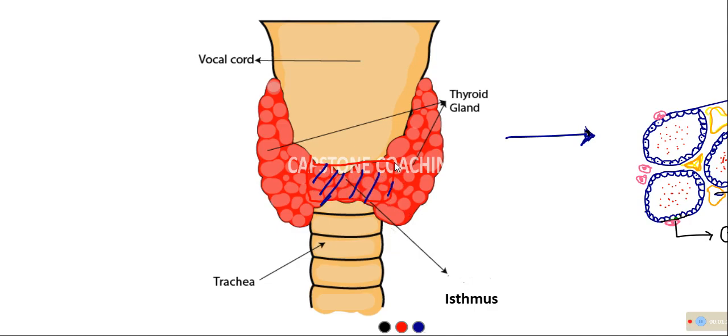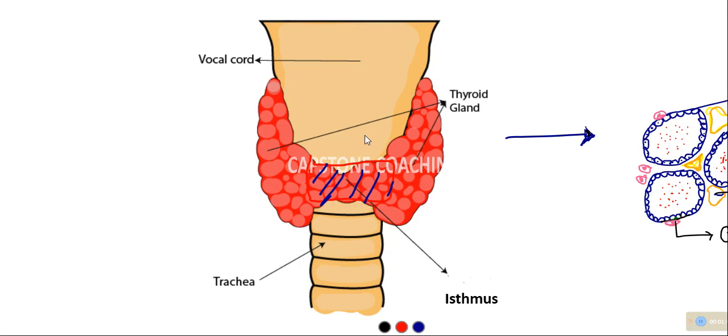And as you can see, the thyroid gland is not a very smooth gland. It has a lot of bumps, and these bumps are nothing but the follicles. So it has a granular structure all over, and this granular structure is due to the presence of something called follicles. So what are follicles?